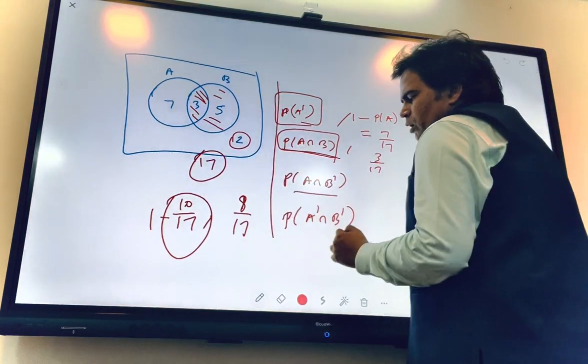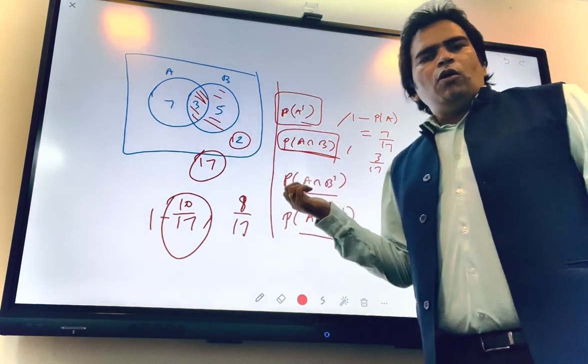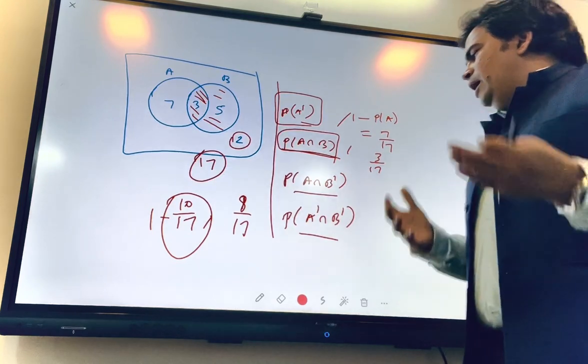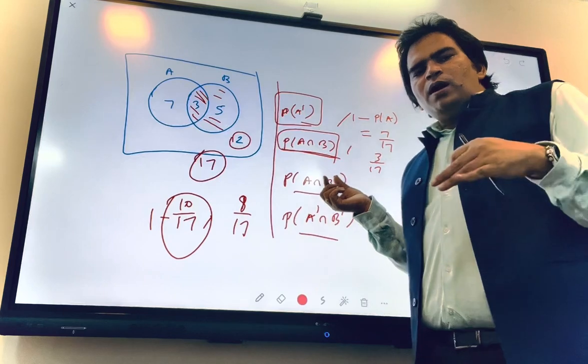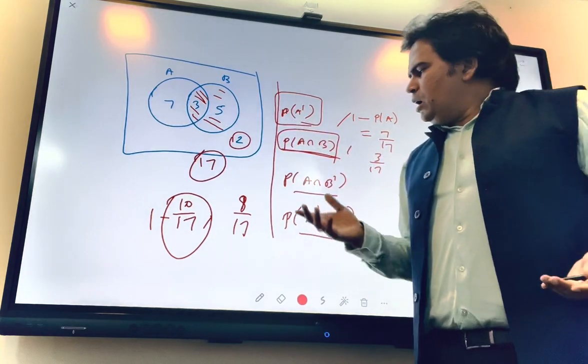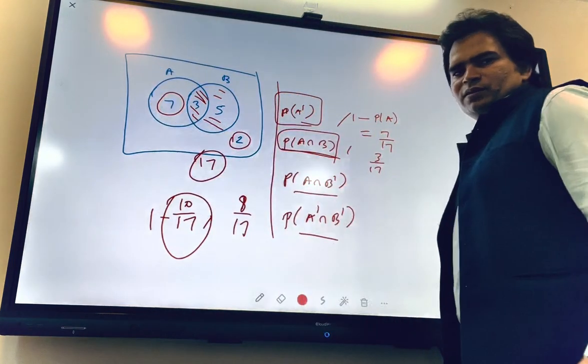Now these two are among the important ones that are assessed. If you talk about A intersection B complement, what's not part of B, or you can say what's outside B and is common with A? That's nothing but 7.